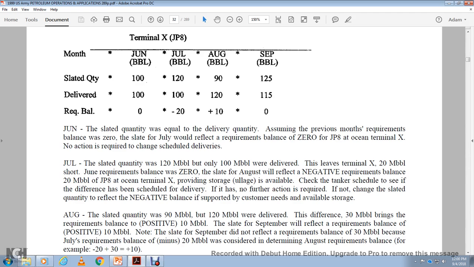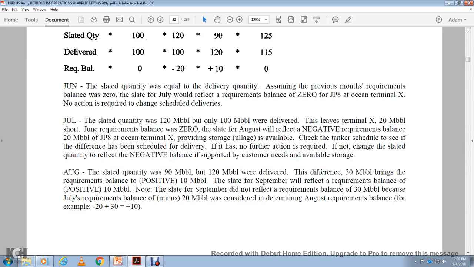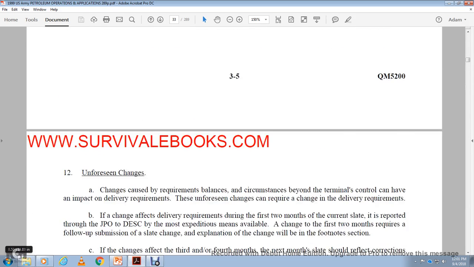It is not changed with the slate with the quantity of the negative balance if supported with the customer in the average storage. August, the slated quantity of 90 million barrels, 120 million barrels will deliver, the difference of 30 million barrels, bringing the requirements balance to positive 10 million barrels. The slate of September will reflect the requirements balance of positive 10 million barrels. Note that the slate of September does not affect the requirements balance of 30 million barrels because of the July requirements balance of minus 20 million barrels, which is considered in determining the August requirements. For example, negative 20 plus 30 equals positive 10 million barrels.